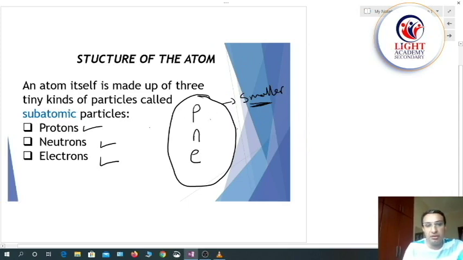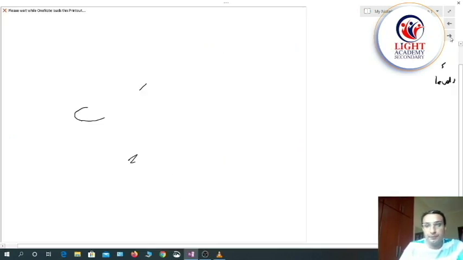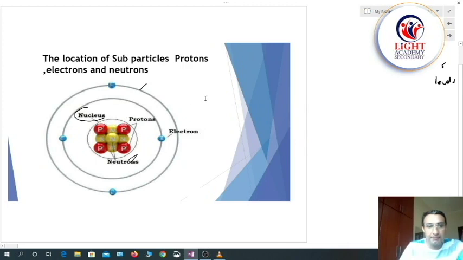So we are going to analyze. Before going to analyze, I would like to also tell you the location of these particles, okay, how they exist in an atom. Here you can see that in this shape, these are the locations, okay. So currently I can say in the center of every atom there is a dense area. This dense area is called nucleus, okay. And protons and neutrons are available in this area, okay, the seat of an atom.